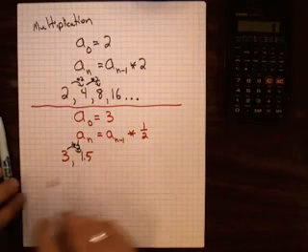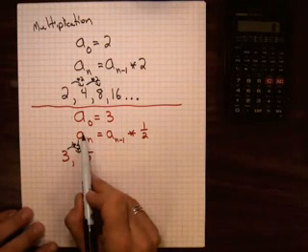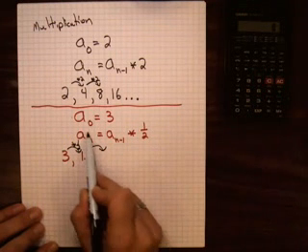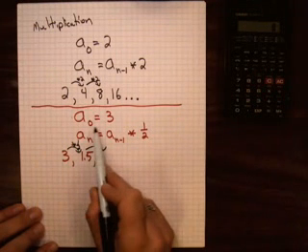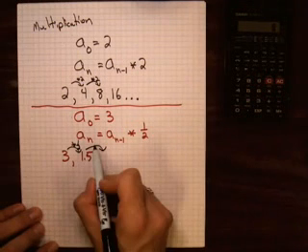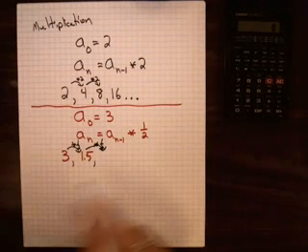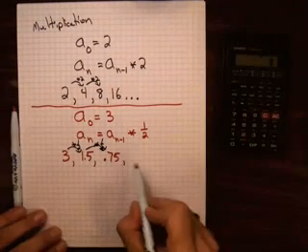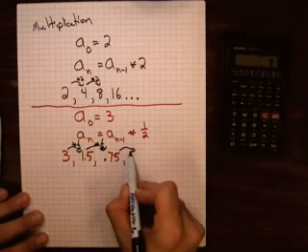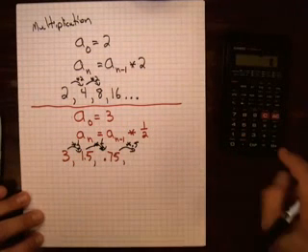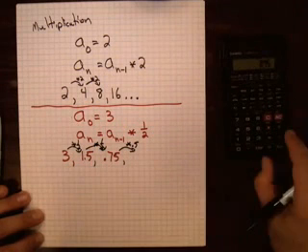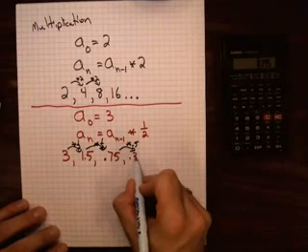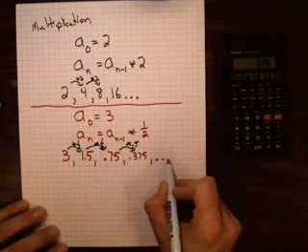To get to the next term in the sequence, I have to know the term right before it. To get to the next term, which is a sub n, I need to know the term right before it, the a sub n minus 1, and I'm going to multiply by 1/2. So getting to 0.75. And then to get to the next term, I'm going to multiply by 1/2 yet again, yielding 0.375, and continuing on and on like this.